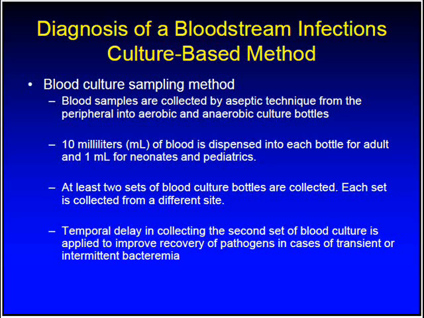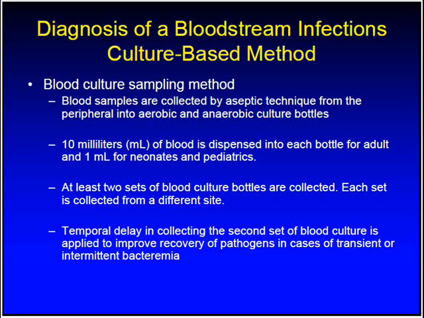Blood samples are collected into culture bottles using aseptic technique. At our institution, the aseptic process involves the nurse cleaning the draw site with a chlorhexidine product. For each set of blood culture order, samples are collected into an aerobic and an anaerobic culture bottle to optimize the recovery of different classes of microbials. 10 milliliters of blood is collected and dispensed into each aerobic and anaerobic bottle for adult patients. For neonates and pediatrics, the volume is 1 milliliter per culture bottle.